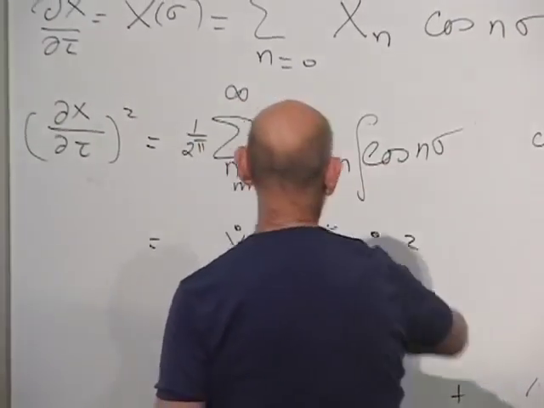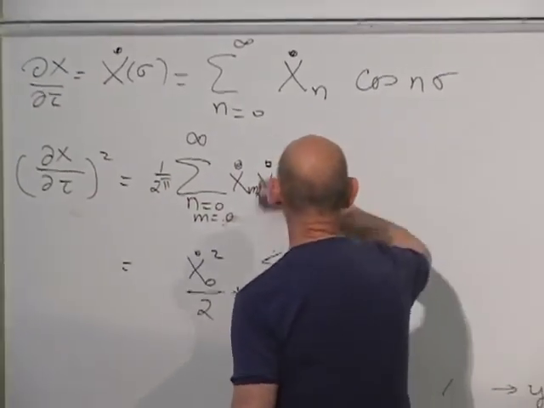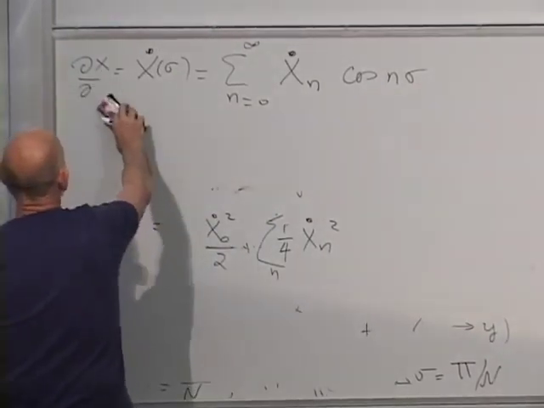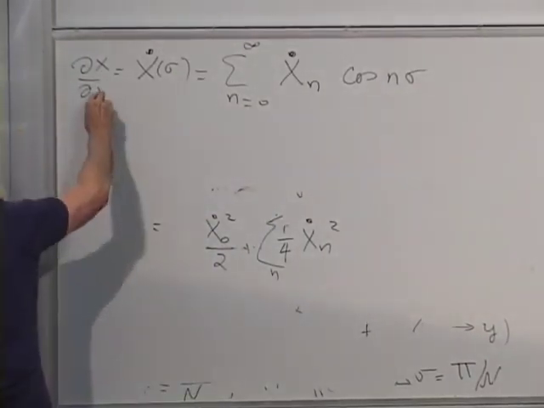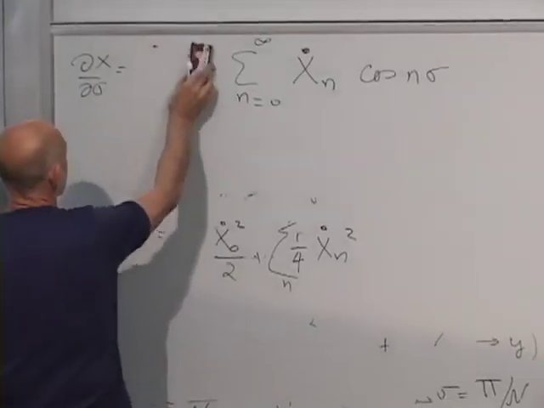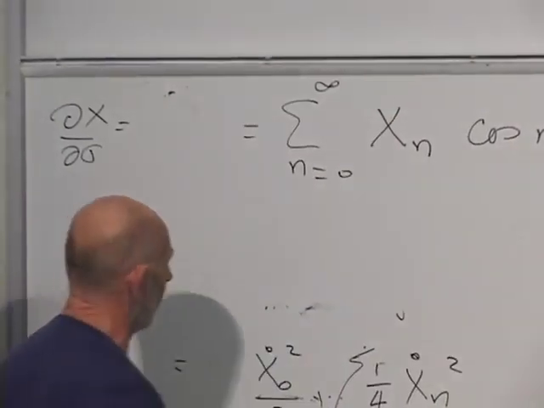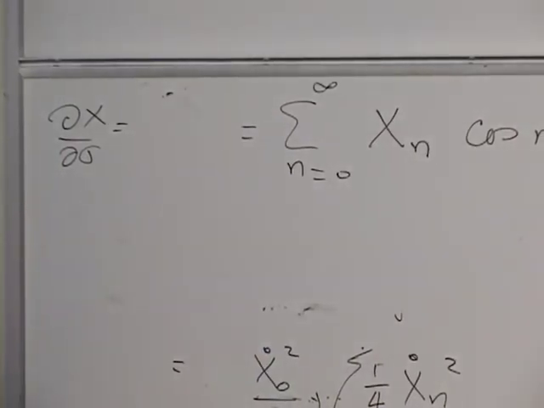I think I can erase this. Let's get rid of this for a minute. Let's work it out. How about dx by d sigma? That's not x dot, it's just dx by d sigma. We start with this formula here. That's x. And now we want to differentiate it with respect to sigma.